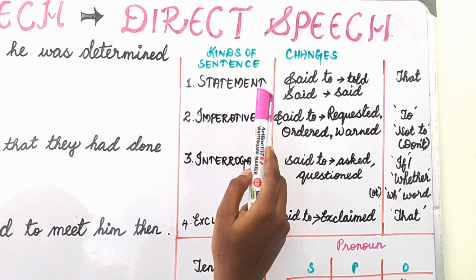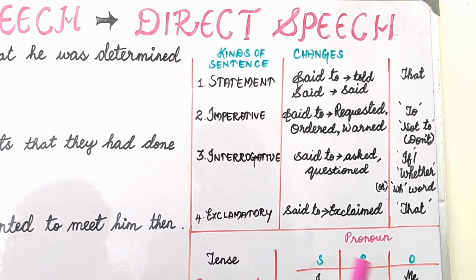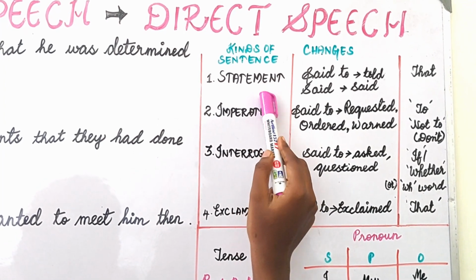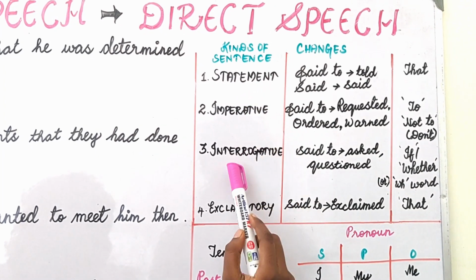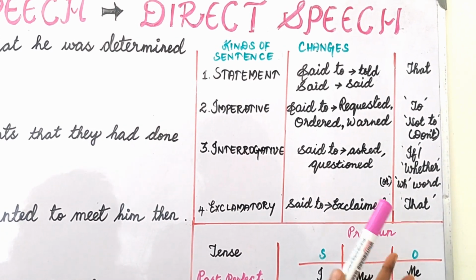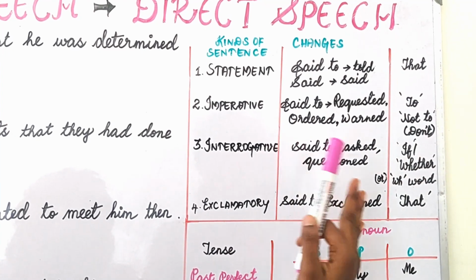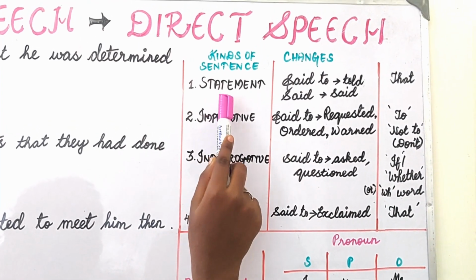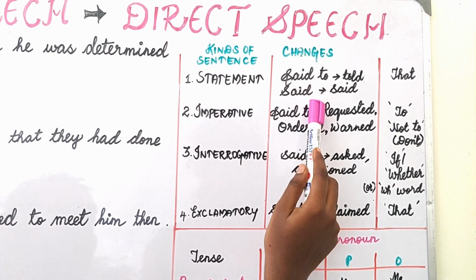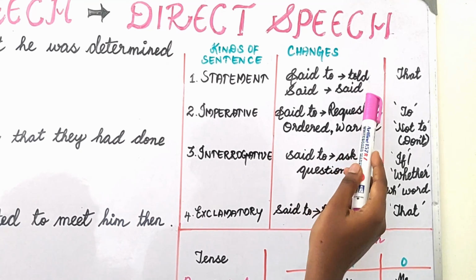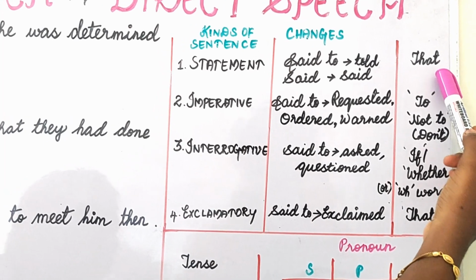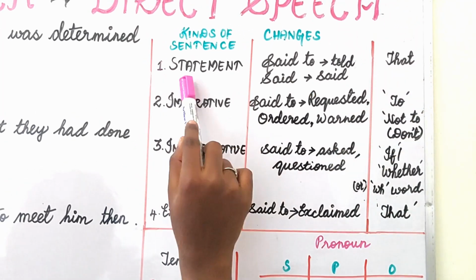In direct to indirect speech itself, we have seen that under 4 categories we have changed the sentences. That is nothing but the kinds of sentence. The first one is statement, second is imperative, third is interrogative, and fourth is exclamatory. So what changes have we done? In short, I have written a table that will be highly useful for you. In a statement kind of sentence, that is a normal sentence, the reporting verb said to or said will be changed to told or said, isn't it? Then what's the conjunction we have used? That. That is the conjunction we used in the statement.